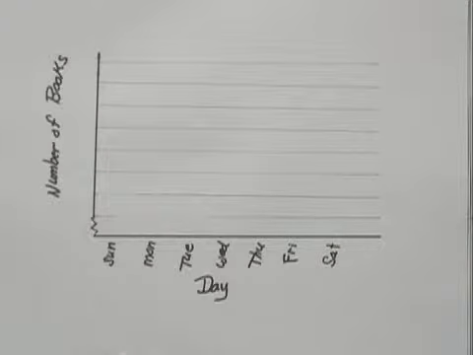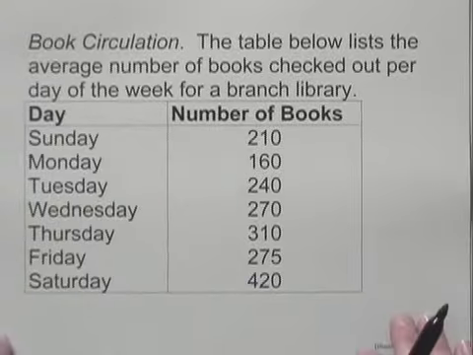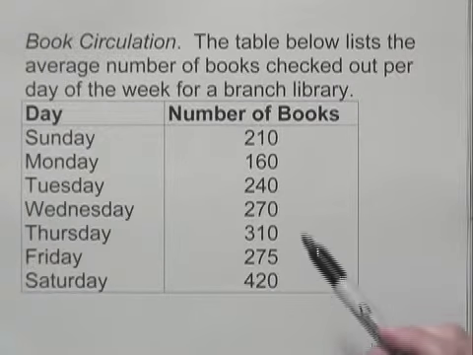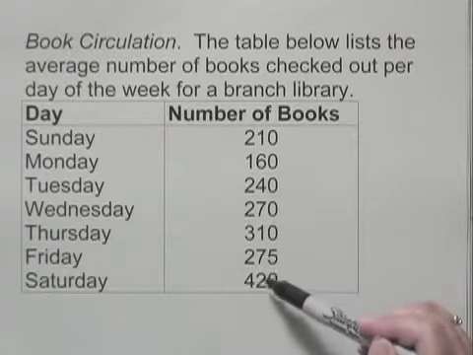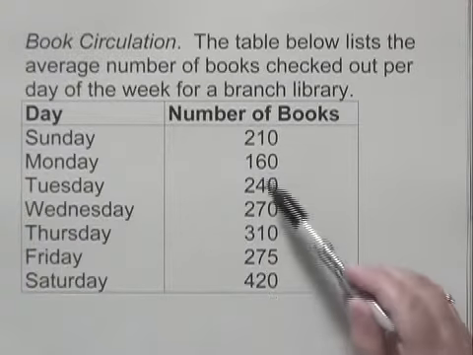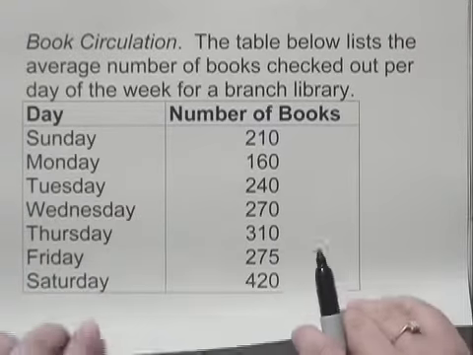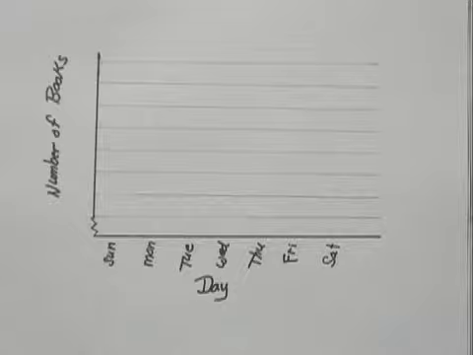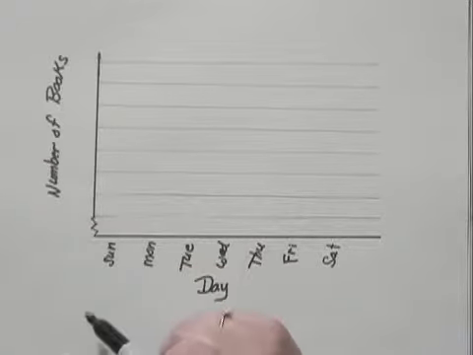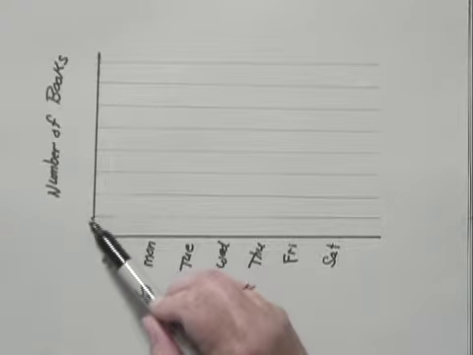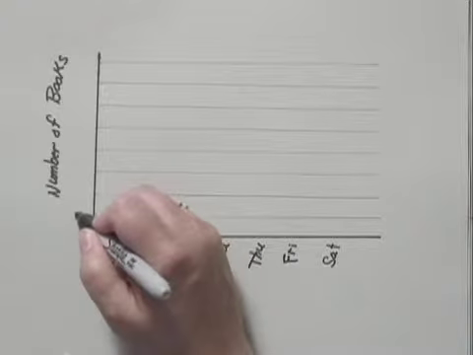And then how do we want to scale this? Well, let's take a look at the table again. And looking at the table, we see that the number of books has a low of 160 and a high of 420. So we somehow want to represent all the numbers between 160 and 420. Now, the way I've drawn this, I drew a little jagged mark here because we don't have to represent anything lower than 160. So that means that I'm going to skip a lot of numbers up to something a little below 160. I'll start at 150.